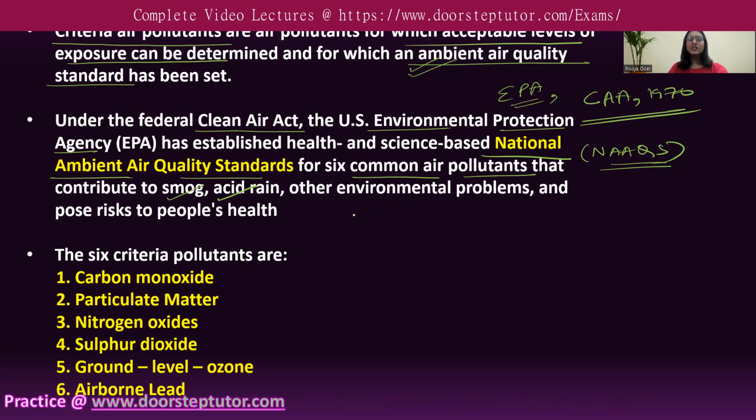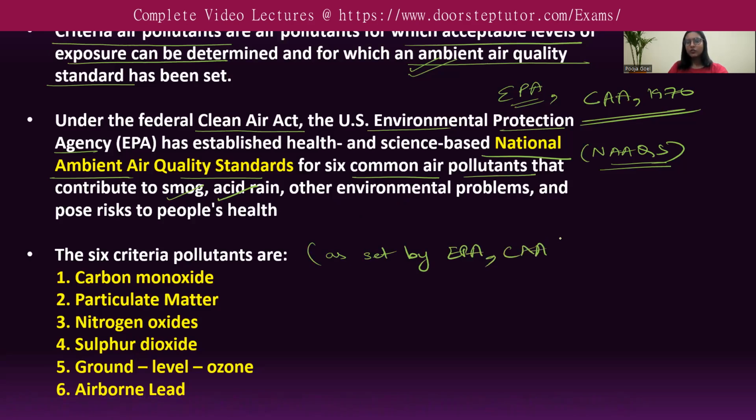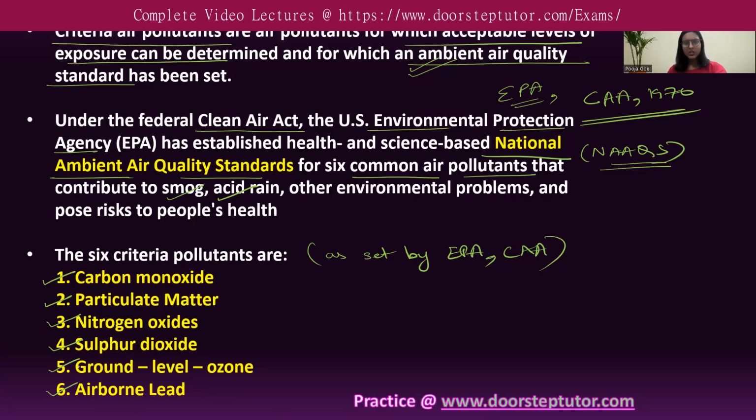Now, which are these 6 criteria pollutants as set by EPA under our Clean Air Act? So these are the 6 criteria pollutants. 1, carbon monoxide. 2nd, particulate matter. 3rd, nitrogen oxide. 4th, sulfur dioxide. 5th, ground level ozone. Further, I'll tell you in this video why we are calling it ground level ozone. And 6th, airborne lead. Lead is found in different sources, so we are talking about the lead which is being emitted into the air.